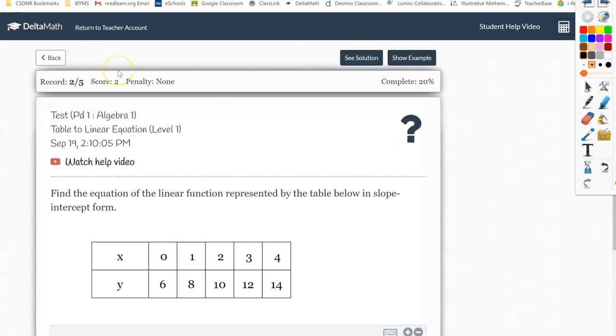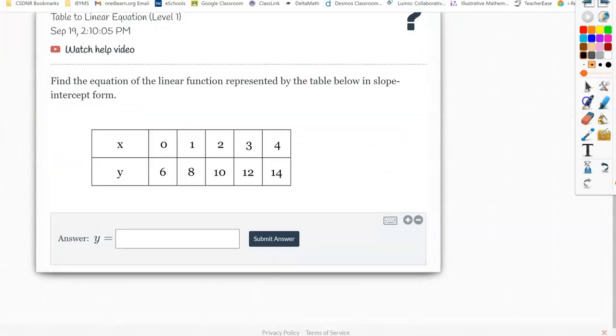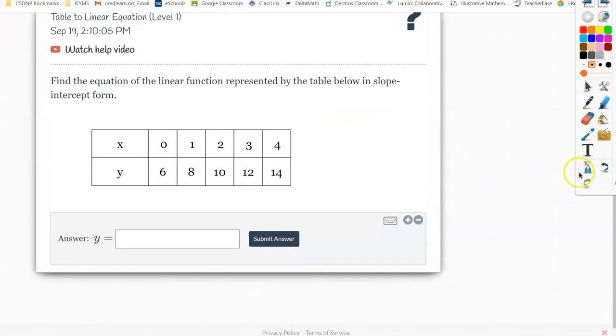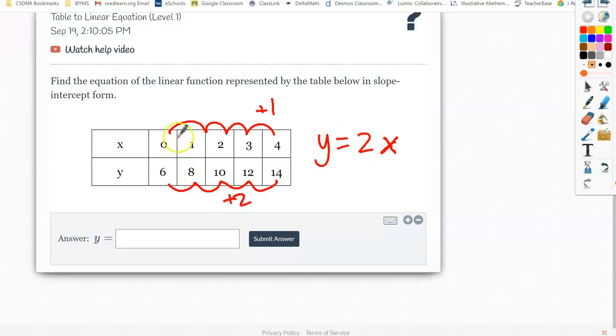Okay, last one, don't forget. The pattern is the change in y over the change in x. That's how you find the rate of change: delta y over delta x. How do you find the b value, or the initial value? Well, you look for y when x is 0. Okay. All right, here we go. Plus 1, plus 1, plus 1 every time, because this is like a beginner level. Plus 2, plus 2, plus 2. So y equals 2x, and now for the initial value, or the y-intercept, 6.